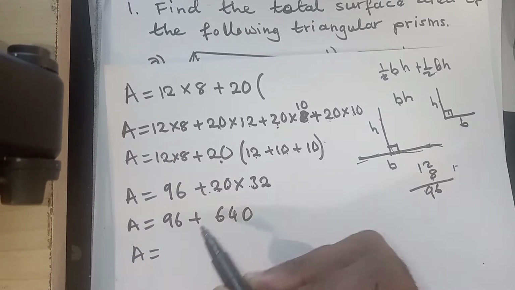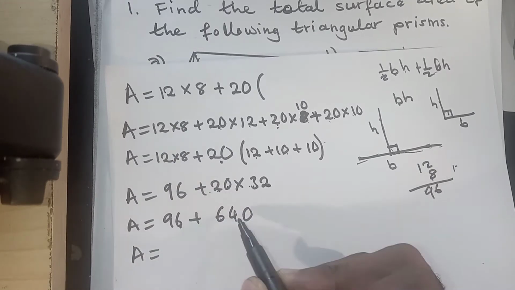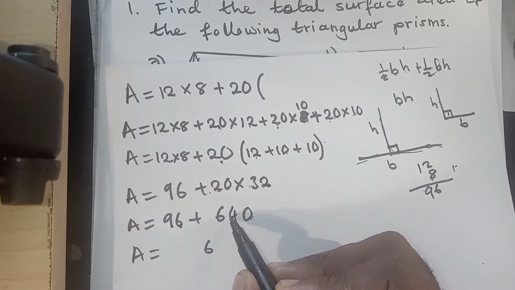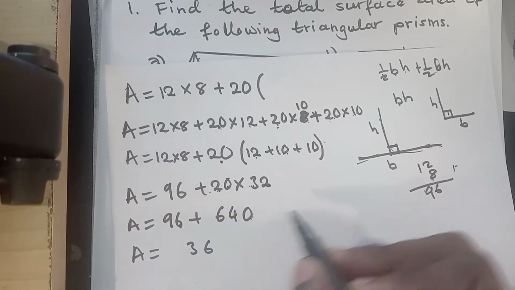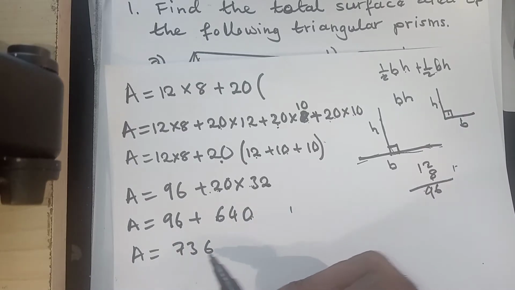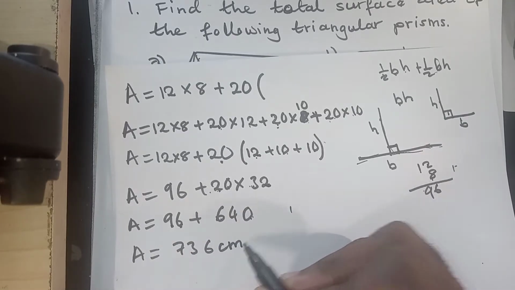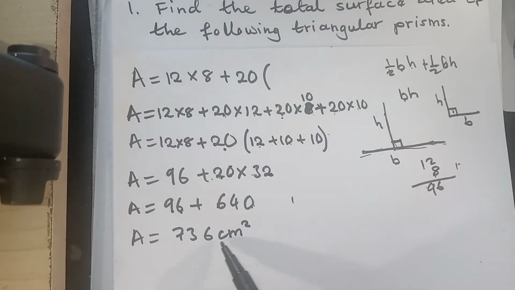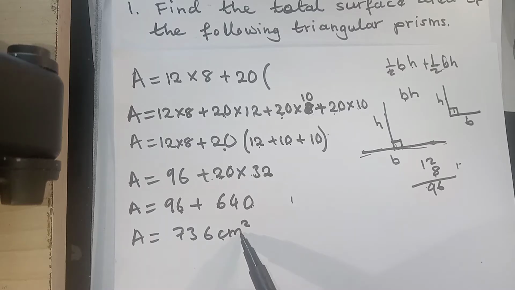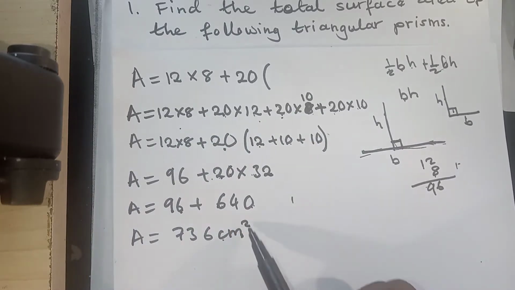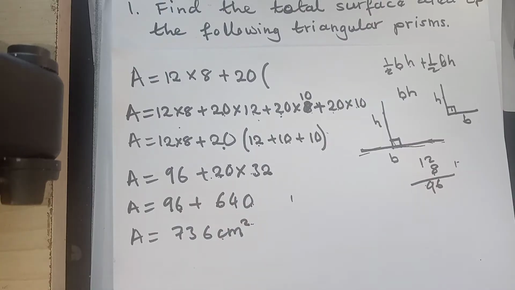Then now when we add these two numbers together, you can say 0 plus 6, so 6 plus 0, that's 6. Then 9 plus 4, that's 3, carry 1. And then 6 plus 1, we have 736 square centimeters. Because we have centimeters there, we have centimeters here. And then because we are multiplying 2 dimensions for each, we have a square there.